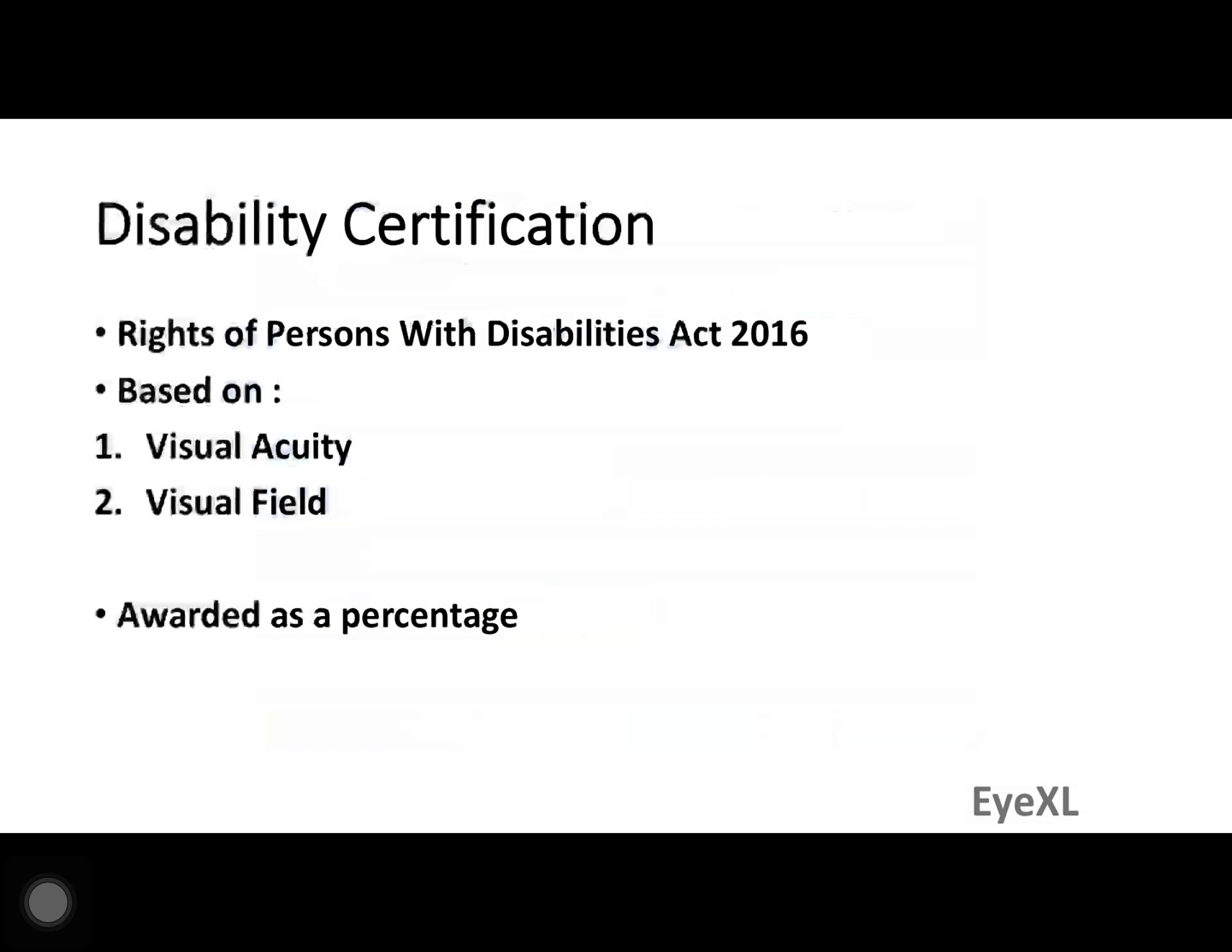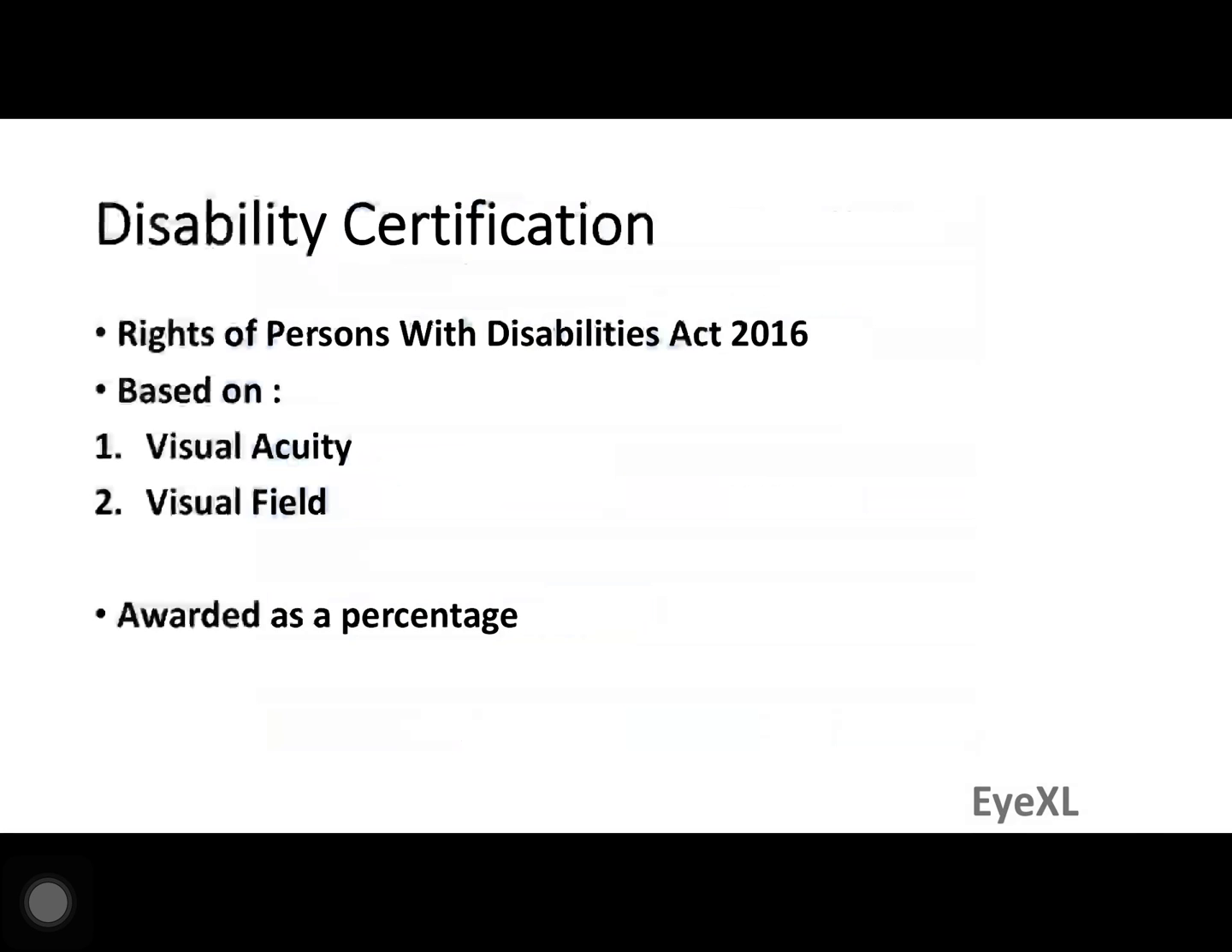So in India, if you are disabled, which means if you're visually impaired or if you're blind, there are certain benefits that you can avail. This is the Disability Certification Protocol, and this comes under the Rights of Persons with Disabilities Act of 2016. Depending on how much blindness or visual impairment you have, you can claim certain benefits, which are either tax benefits or employment benefits.